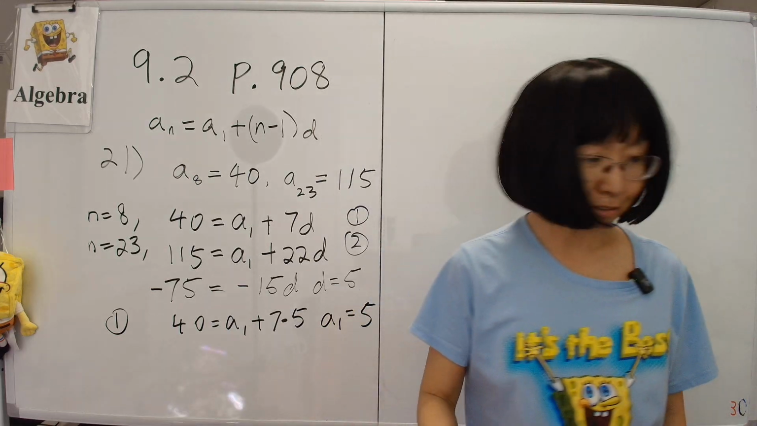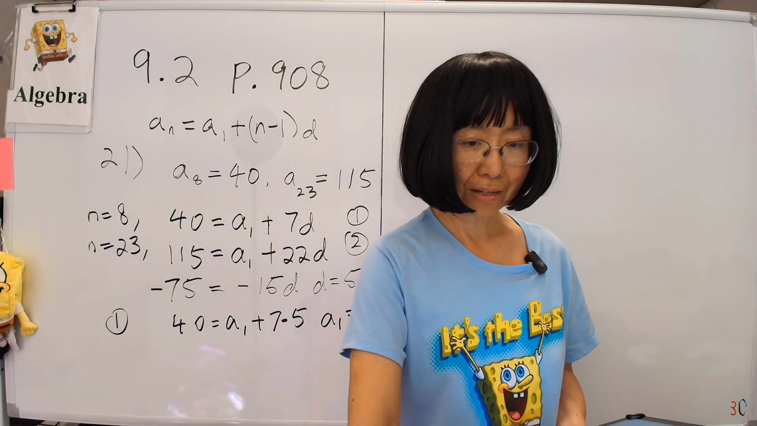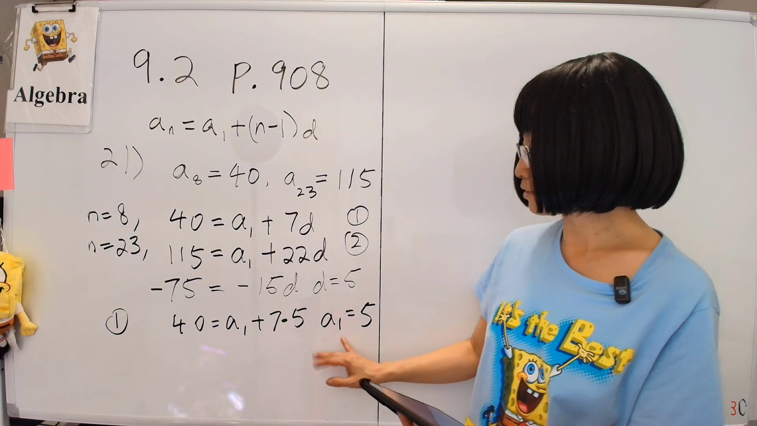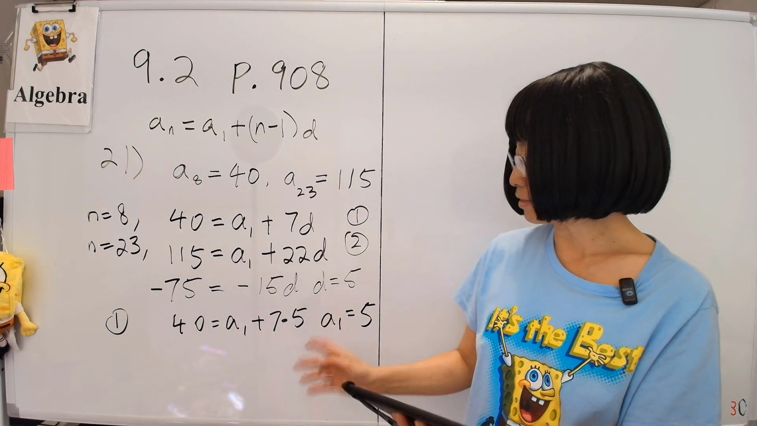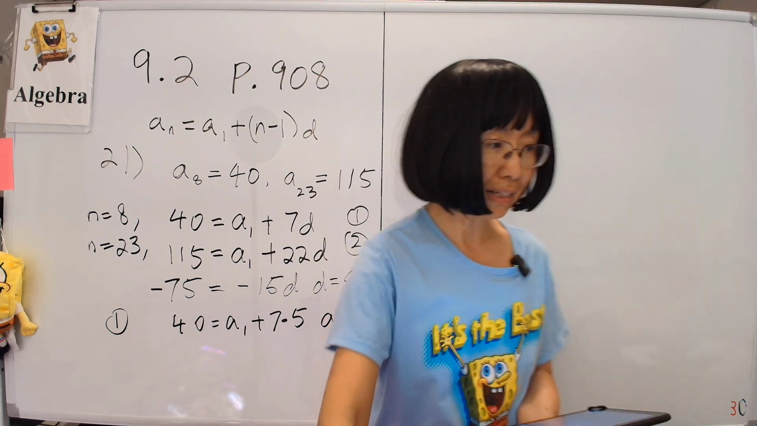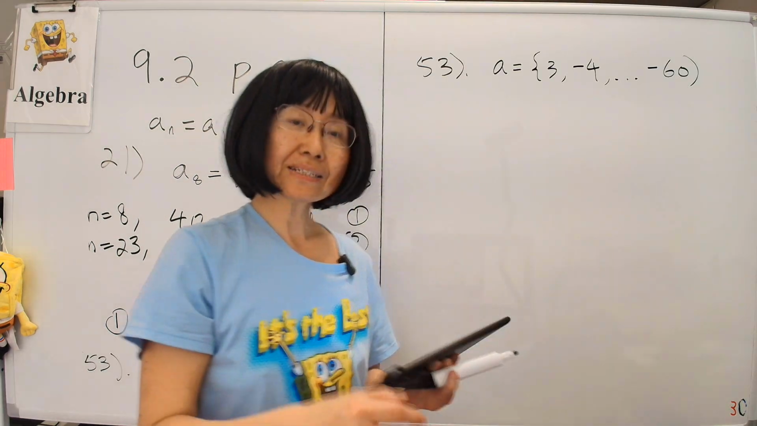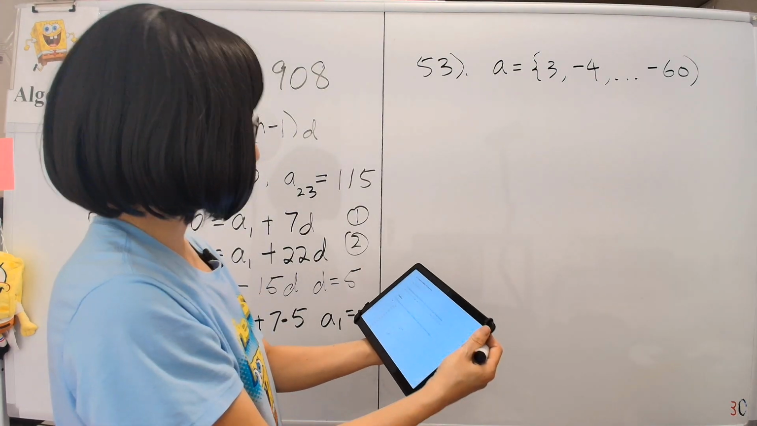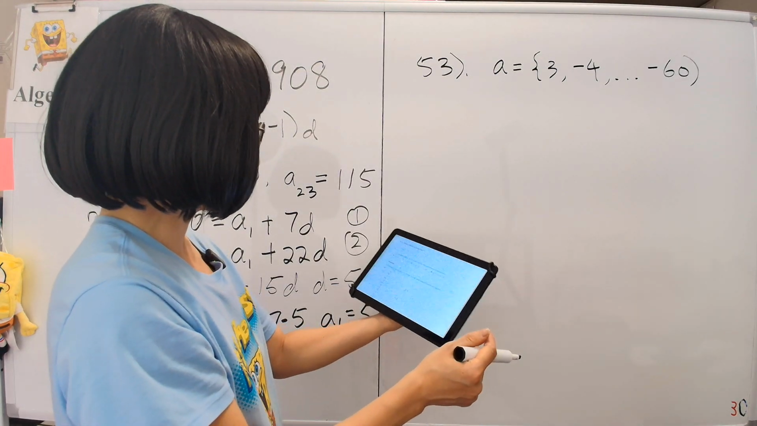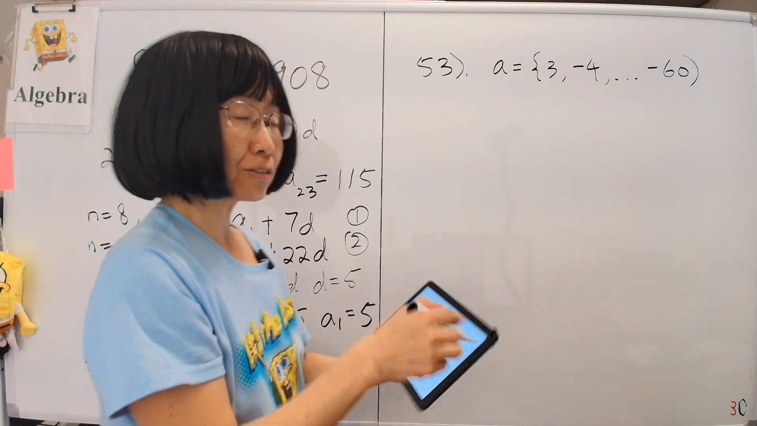Let me check to make sure I'm right. The answer says that a1 does equal 5, and it doesn't care what d is, because they only asked for a1, so we got that done. Next, let's look at problem 53. We have a equals 3, negative 4, and so on, all the way to negative 60. The question is, how many terms are in here?